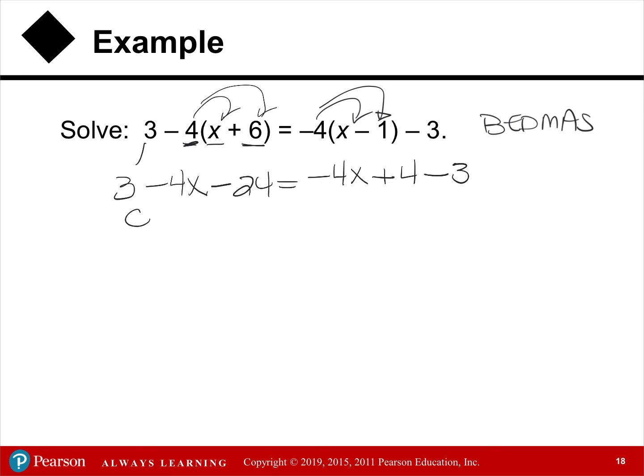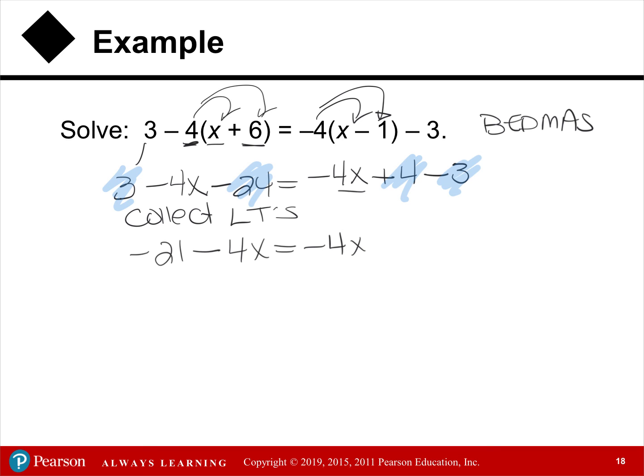Then I'm going to collect like terms. In this case, there's numbers, and this one, there's also numbers. I'm going to go on each side. So 3 minus 24 gives me negative 21 minus 4x. No other x's on this side. Collecting these two, that's plus 1.